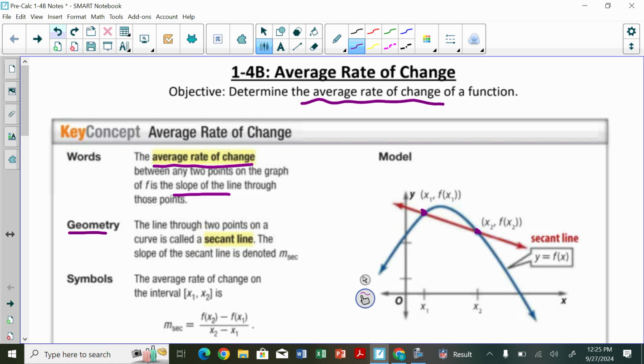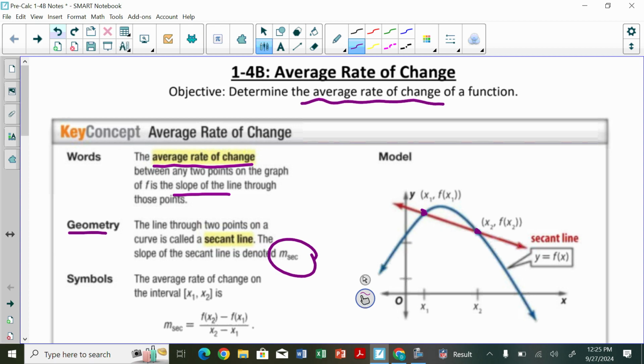Remember, in 1.4a, we talked about tangents having 1 point on the line. The secant actually passes through the curve and touches it twice. The line through 2 points on a curve is called a secant line. The slope of that is denoted with this little symbol there, m, the slope of the secant line.